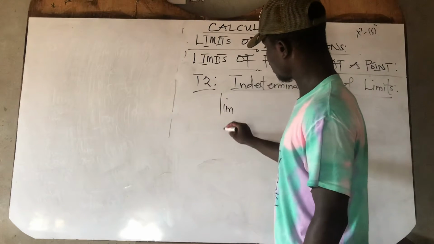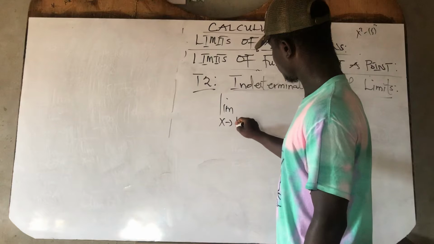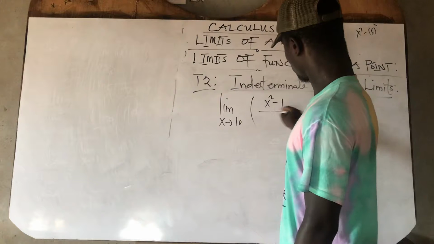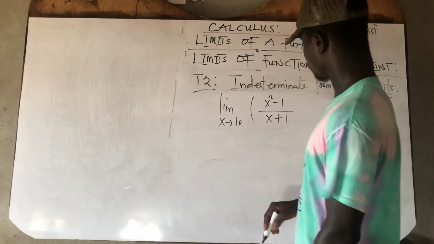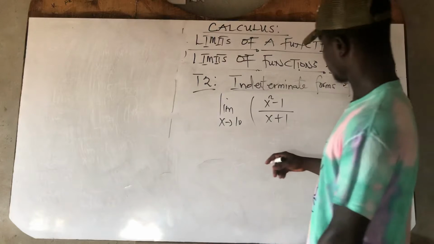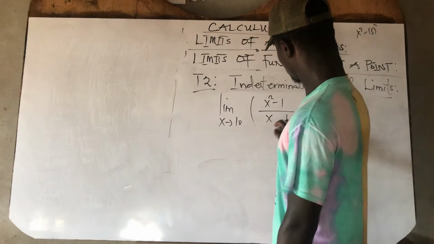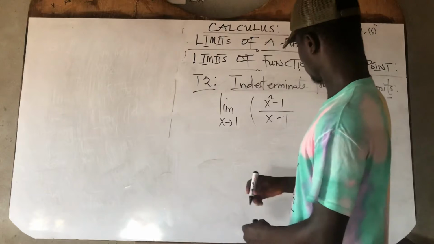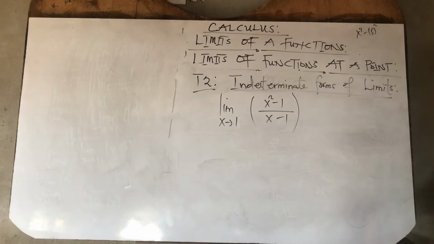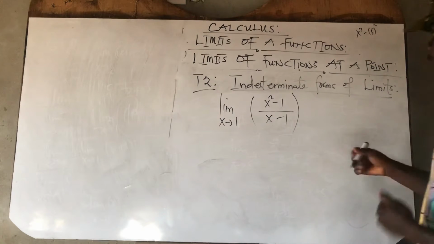Which is the limit as x approaches 1 of, so we have to evaluate this, x squared minus 1 all over x plus 1, right? So this is very, very simple because I'm giving you simple questions. But your assignment will be tough questions. It will be tough questions. Right. Alright, so solution.